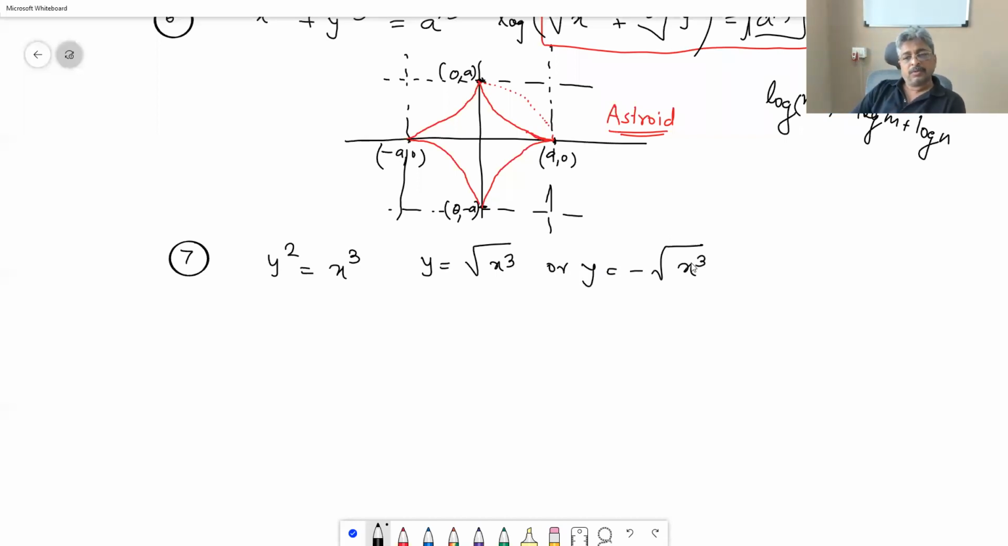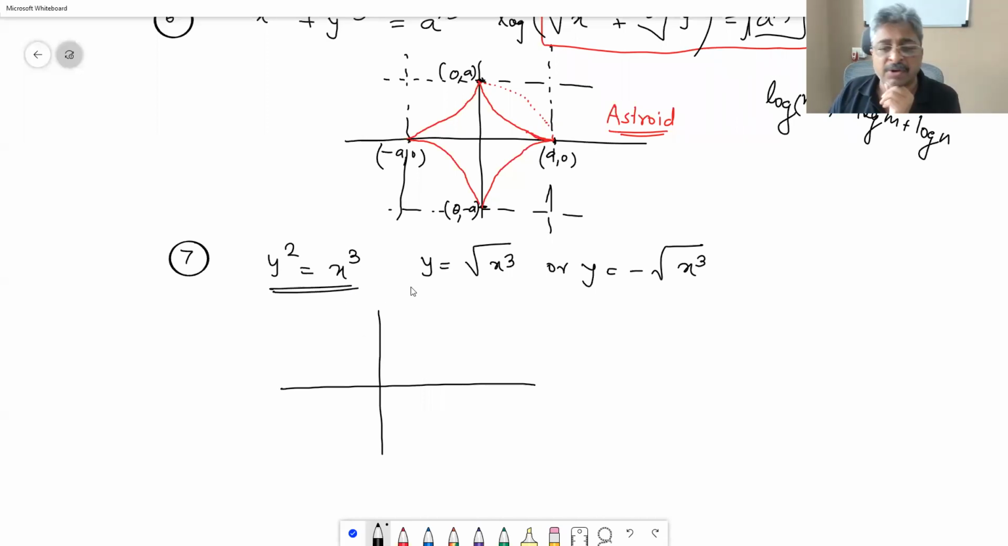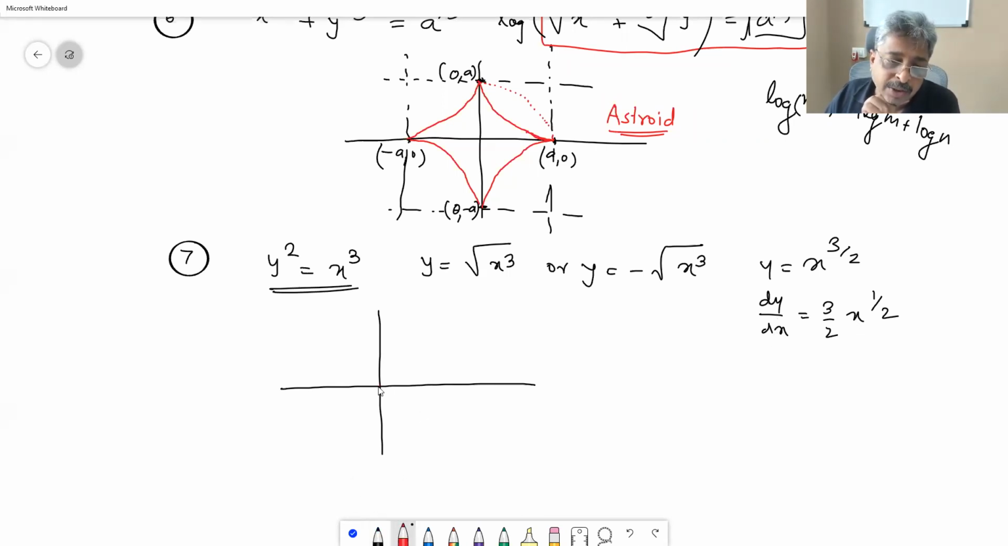Correct? And therefore they are reflections in the x-axis. So if you take one and analyze it and draw, the other is the reflection in the x-axis. So both put together is this implicit function. If you analyze, y is equal to x raised to 3 by 2, so dy by dx is equal to 3 by 2 x raised to half. Correct? So if you put x is equal to 0, dy by dx is 0, and therefore at 0 your tangent has to be horizontal.